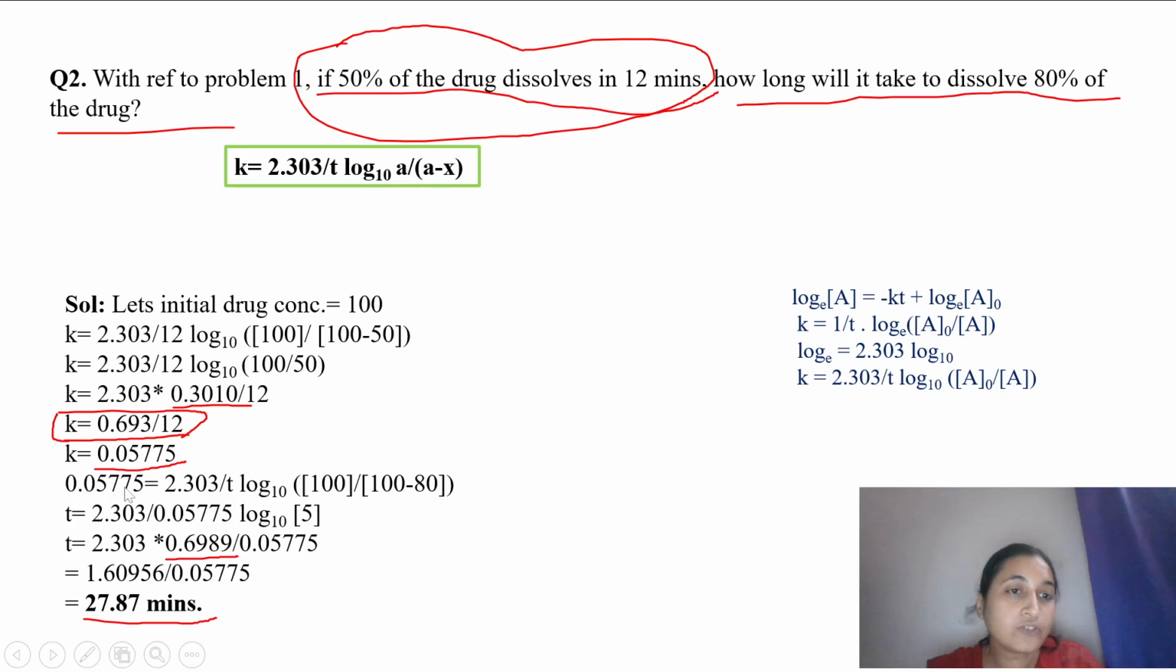So 0.05775 equals 2.303 upon T log base 10, 100 upon 100 minus 80. So we will calculate it, then the time will come 27.87 minutes. Okay.